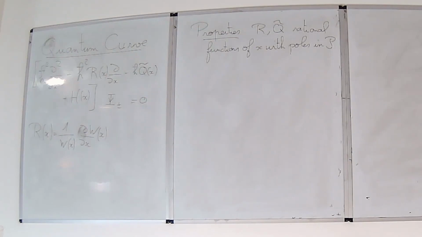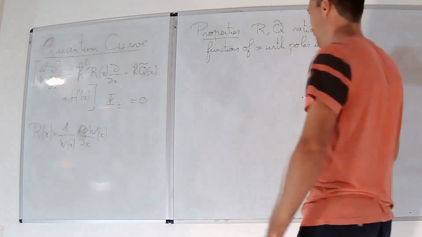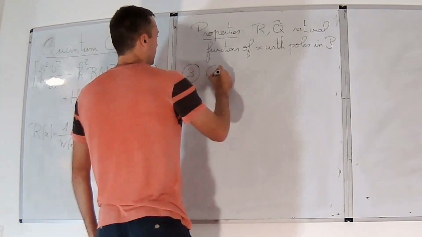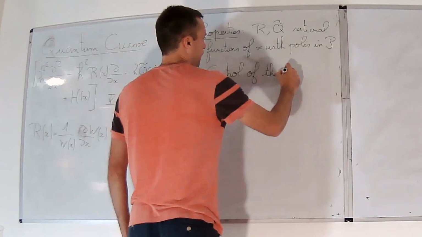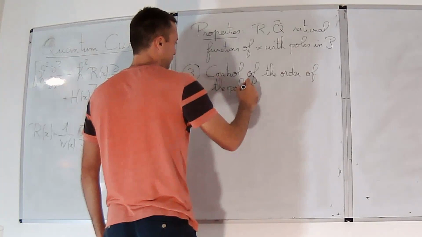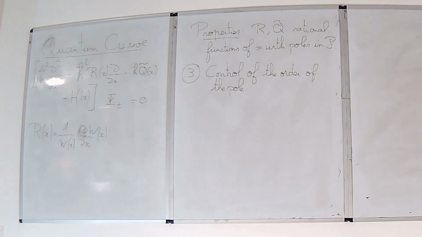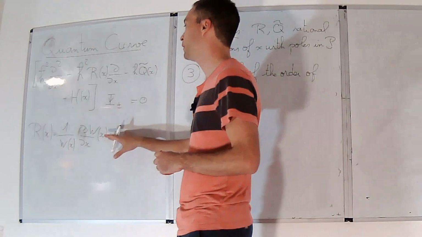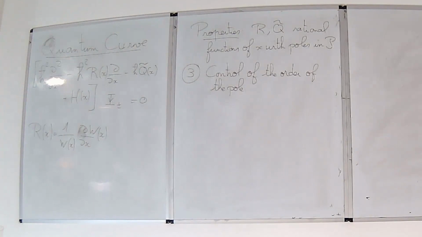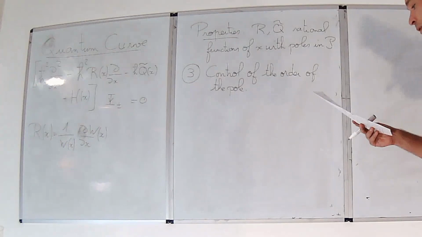Okay. So, last step. Step 3 is to get control of the order of the poles. So let's start with coefficient R of X, which is simpler than the coefficient Q tilde. R of X is, as I mentioned, the logarithmic derivative of the Wronskian in X. So if you have control of the singularity of W of X, then you'll get immediately the order of the poles of R of X. And to do this, you have to study the behavior of W of X at the poles.